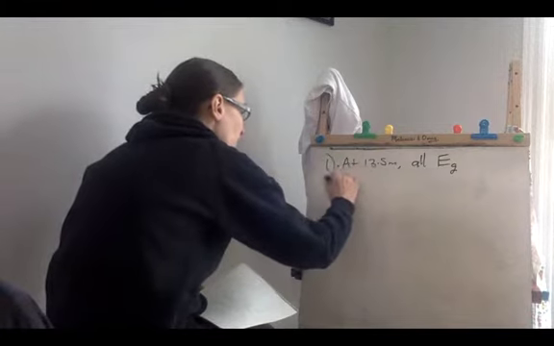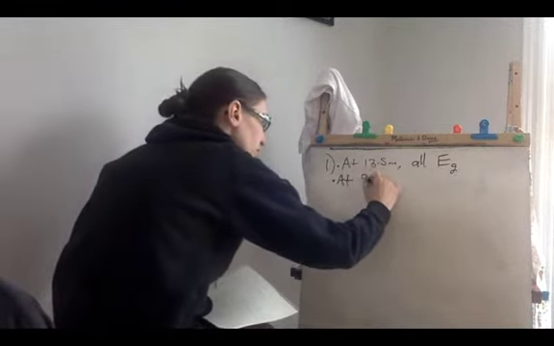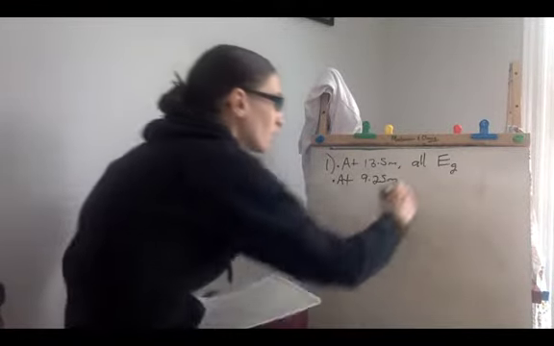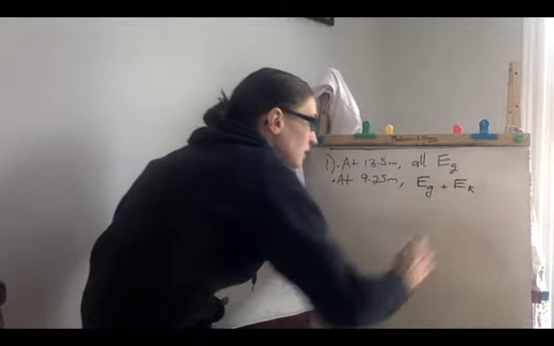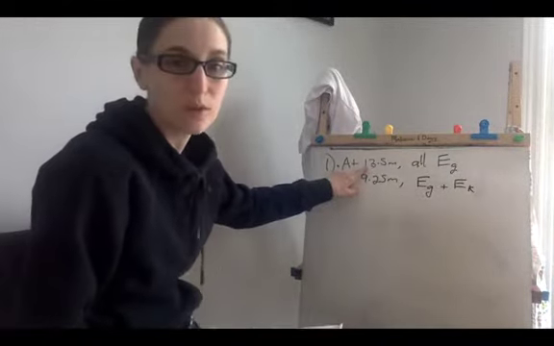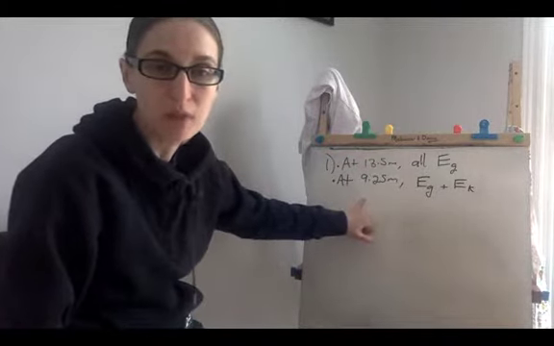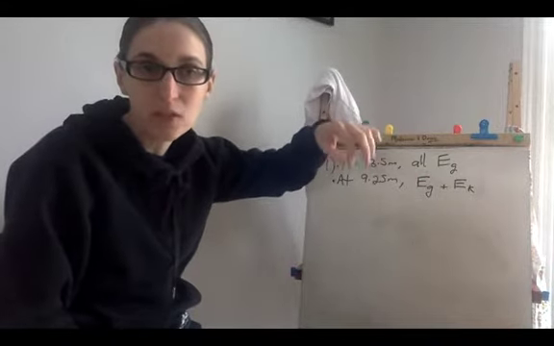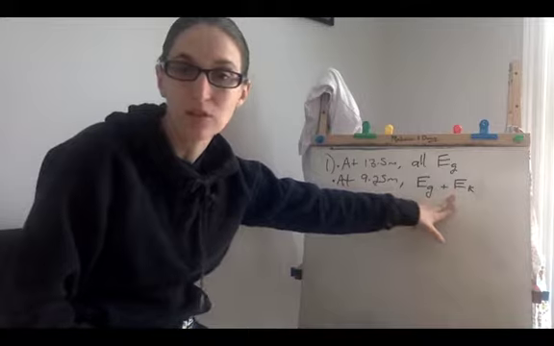At the height of 9.25 meters, we have a combination of EG and EK. Because at the start it wasn't moving, it was being dropped. By the time it gets to that height of 9.25, it still does have gravitational potential energy because it's still above the ground, still in the air, but it's also in motion, so it also has kinetic energy.